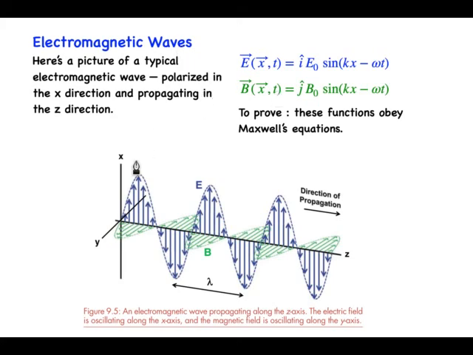Now, let's consider a wave that's just traveling in the z direction. So its electric field depends on z, and its magnetic field depends on z. The wave propagates along the z-axis.